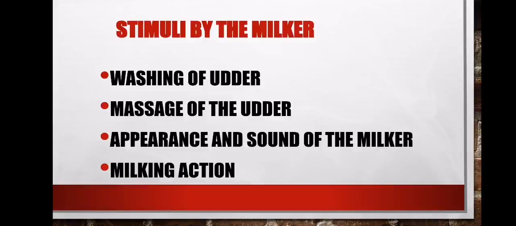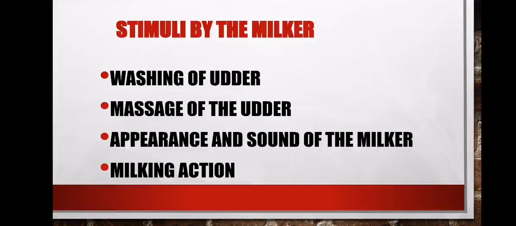I want you to master these stimuli because they mostly come in an exam. Whenever they ask about milk ejection, there will be stimuli, there will be hormones involved there. So when we look at this part, we say stimuli by the milker. What can you do if you want the animal to release milk? One, you may wash the udder. Before you start milking the cow, make sure that you wash the udder.